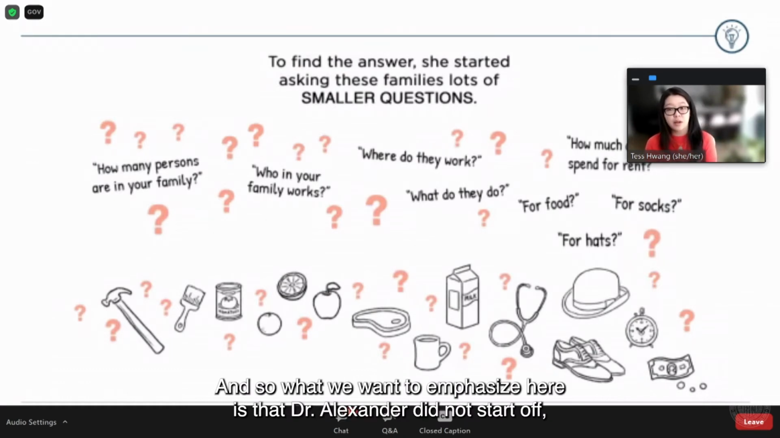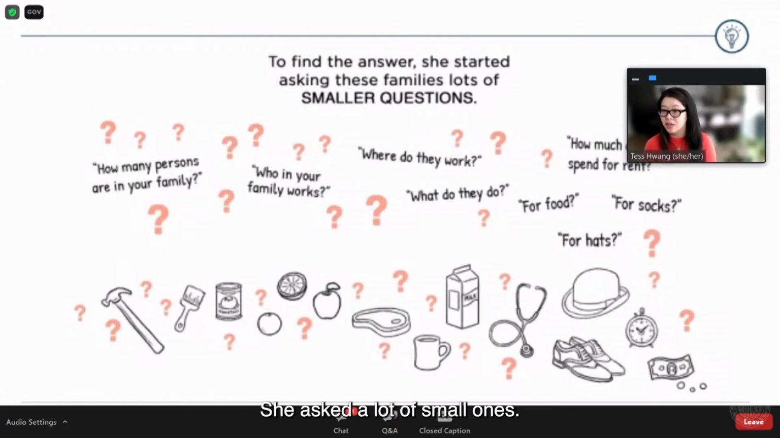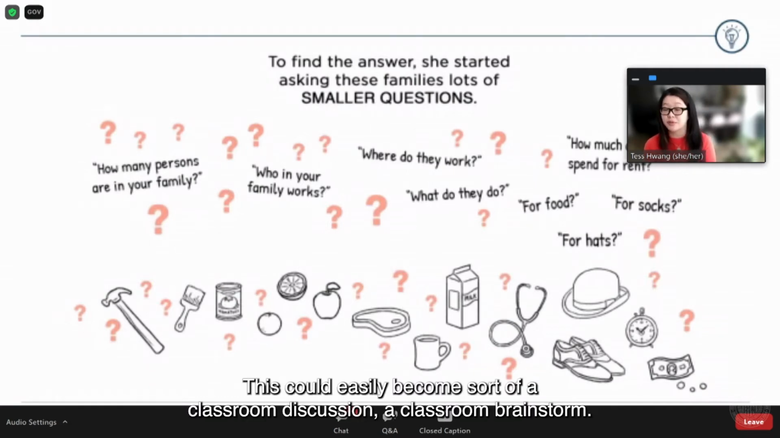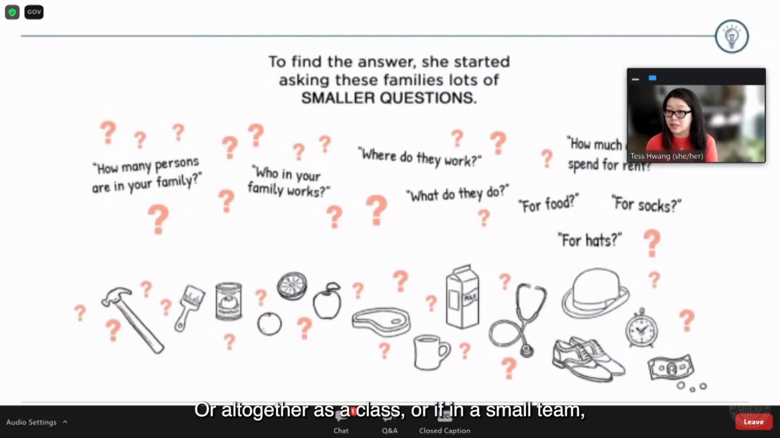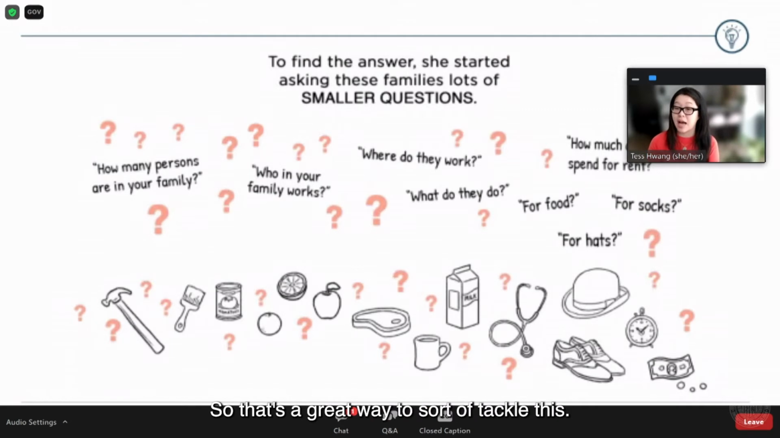And so what we want to emphasize here is that Dr. Alexander did not start off, right, with just one big question throughout her whole entire dissertation. She asked a lot of small ones. This could easily become a classroom discussion, a classroom brainstorm, where all together as a class, or even in a small team, you come up with these small questions together to answer the big question. So that's a great way to tackle this. We go on to the next slide.